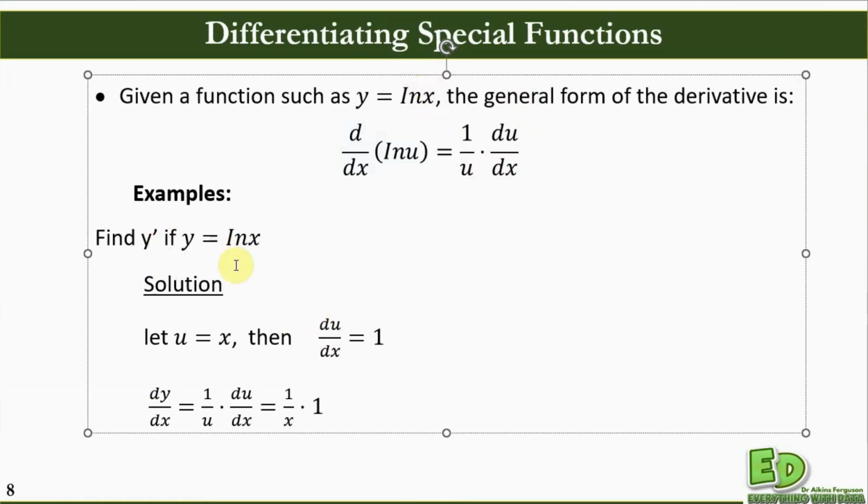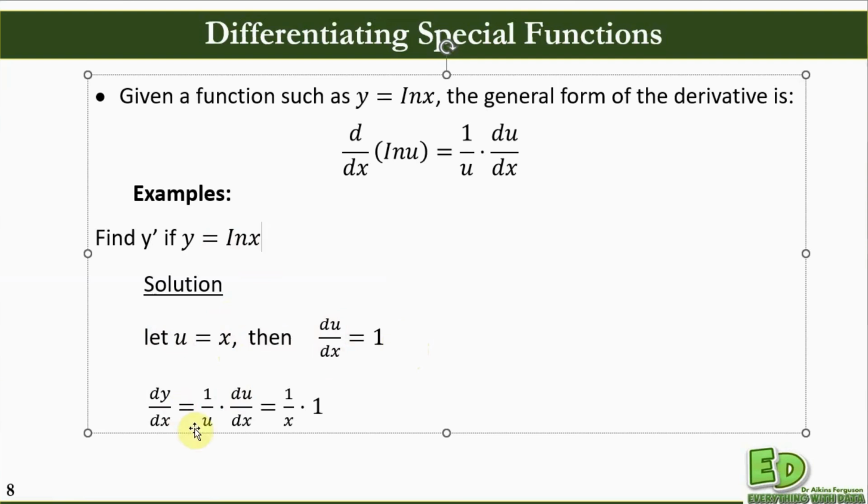Find y prime if y is equal to ln of x. So we would ask which of these terms here is our u, our function? It is the x here when the ln is taken away, so x. So let u be equal to x. Then du over dx is equal to 1. The differential of x is 1.